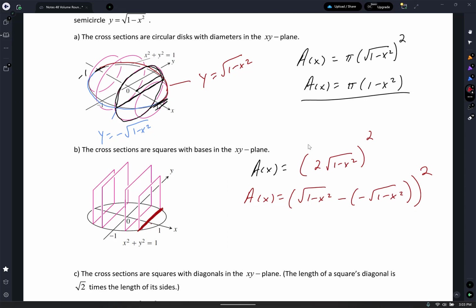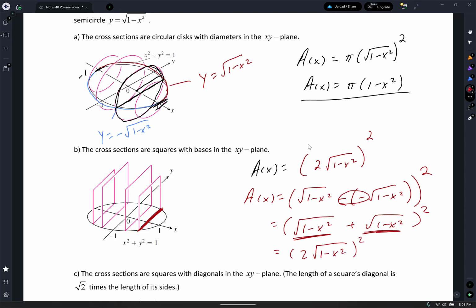Look, when you minus a negative, doesn't that cancel out? And then look, guys, square root of 1 minus x squared plus square root of 1 minus x squared. Well, I have one of these and I got another one of those. What's 1 plus 1? So, 2, 1 minus x squared, close it, squared.